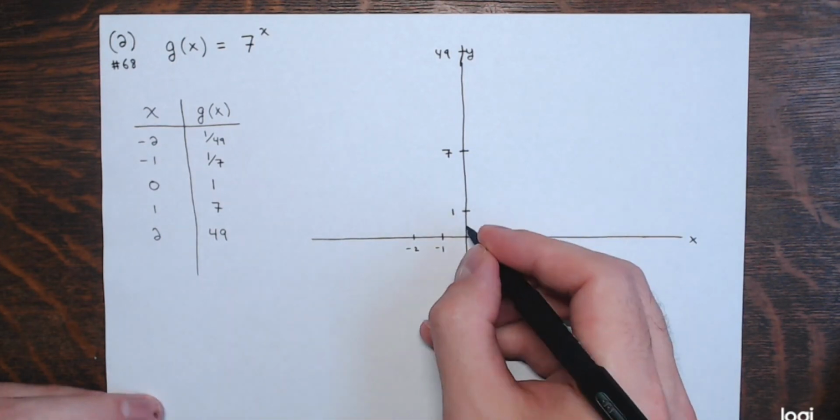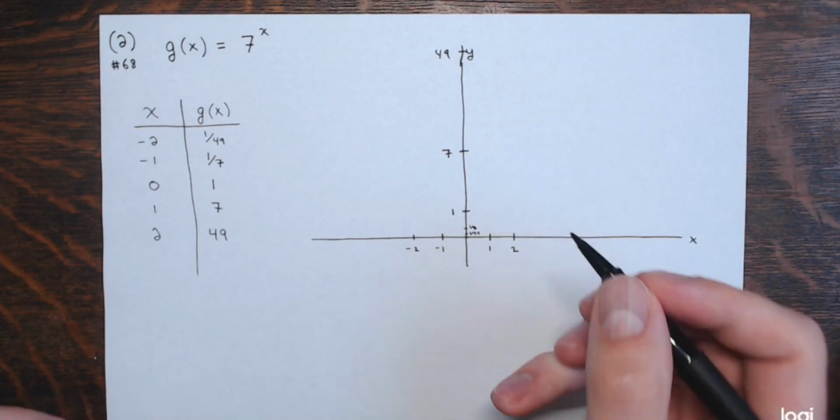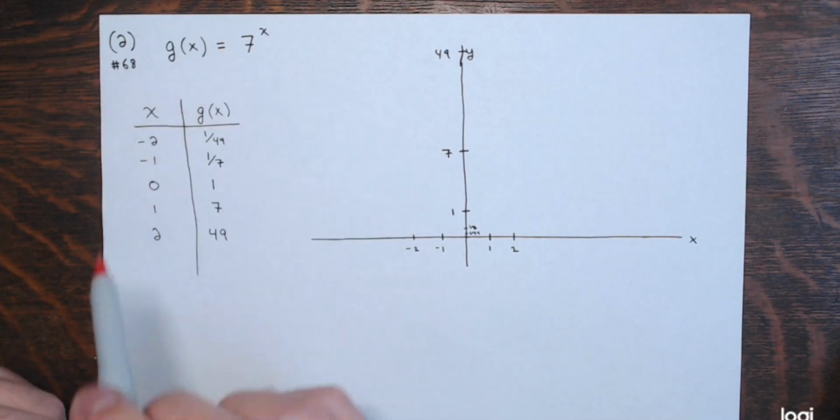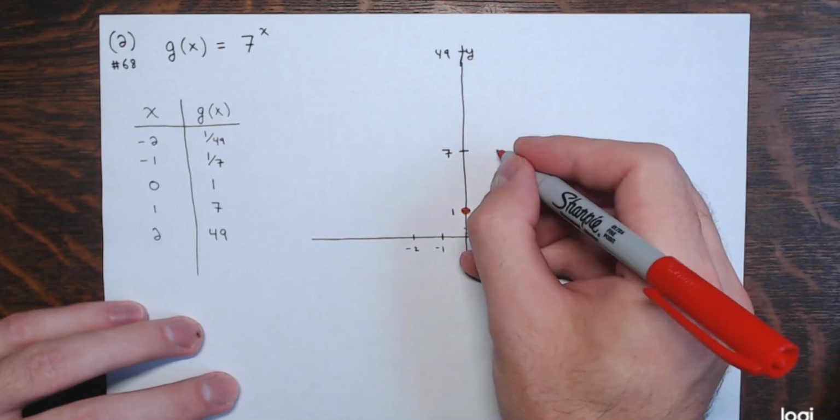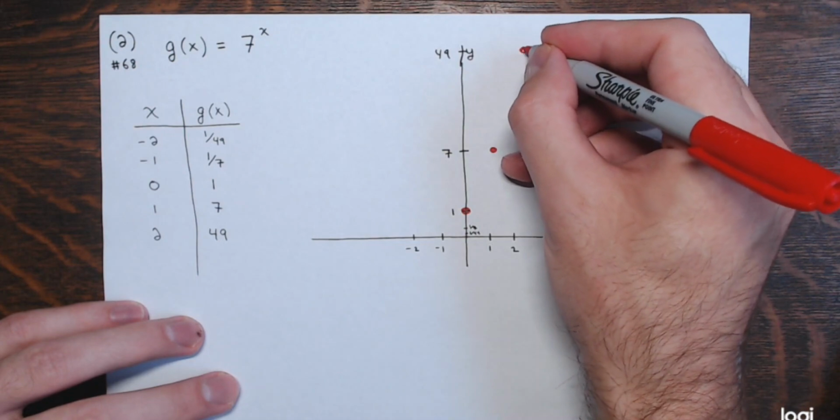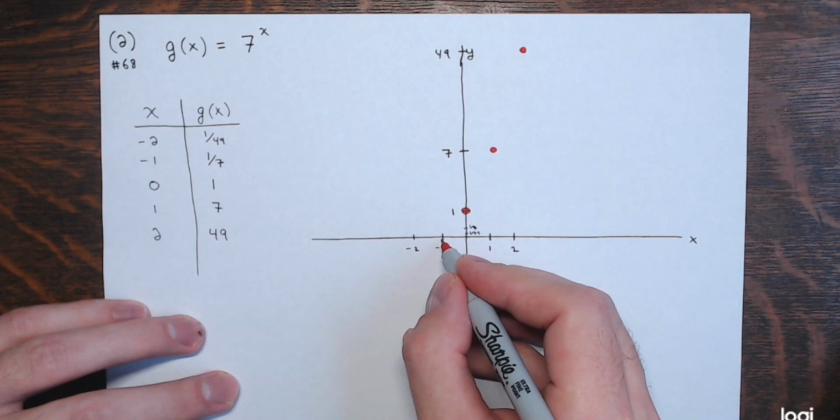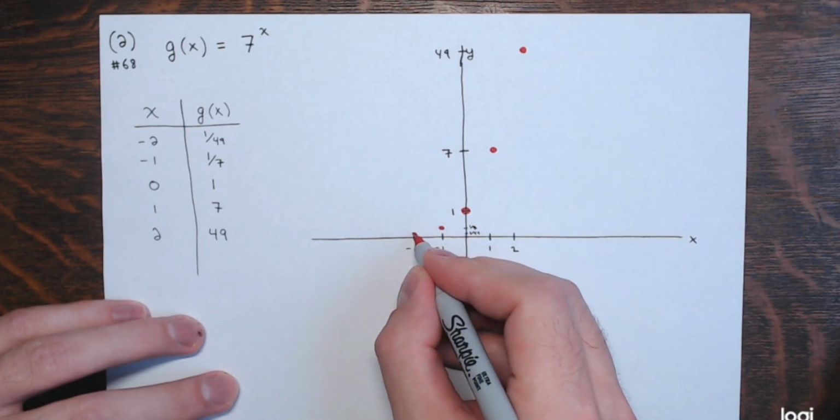And then 1/7, let's just say that's here, and then 1/49 is a 7th of that, right? 1/49, really tiny. But you're going to see a very similar graph to what I did in number 1 when we had y equals 3 to the x, right? You have 0, 1, 1, 7, 49. Again, this isn't a perfect graph, right? Negative 1, 1/7. Negative 2, 1/49.